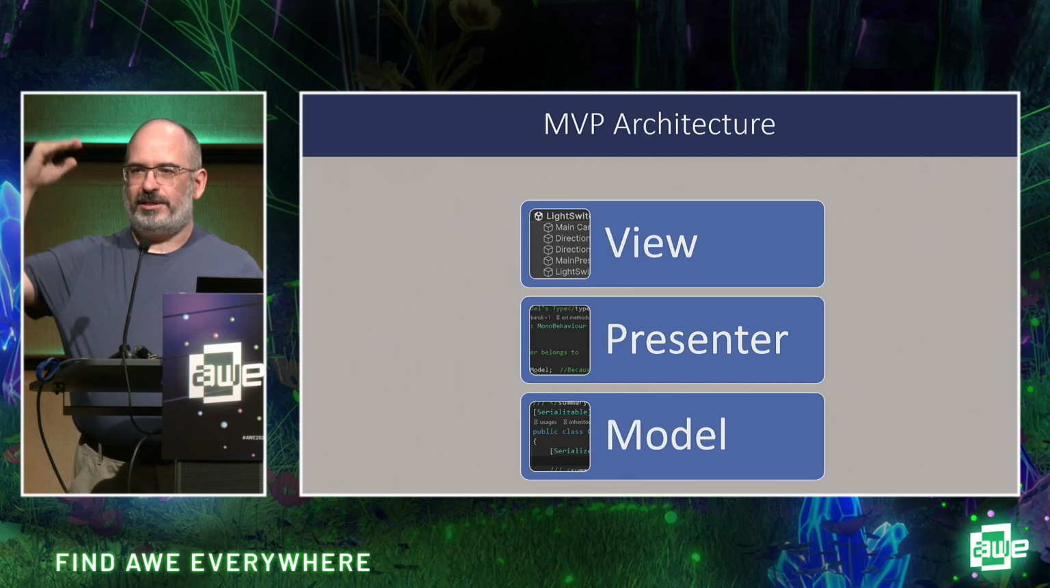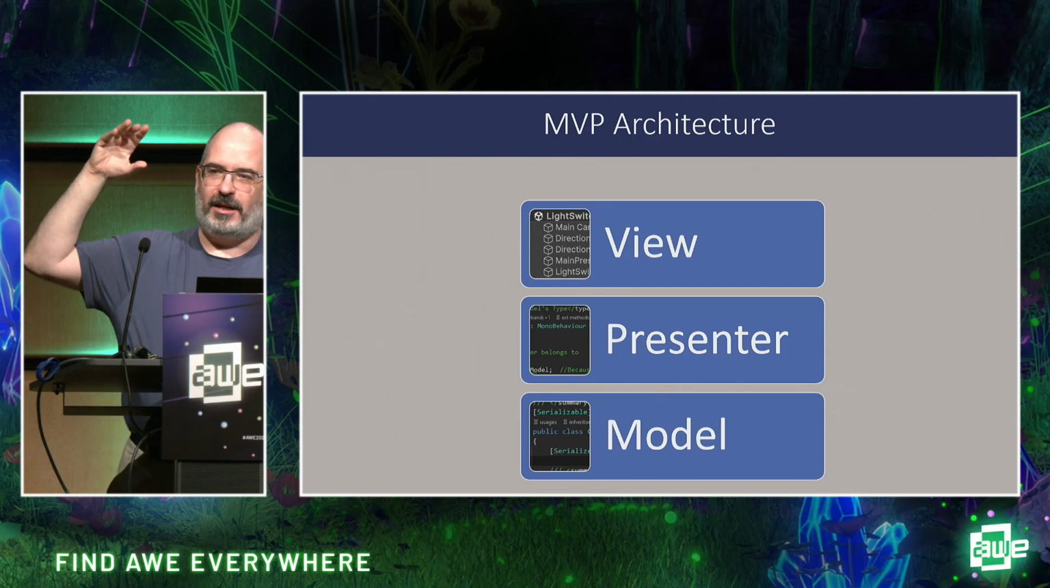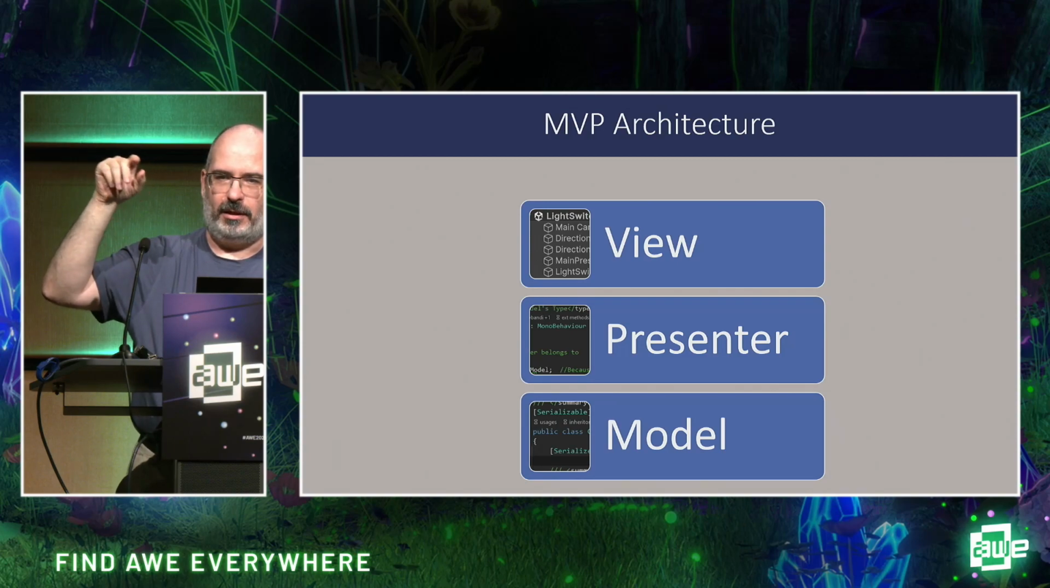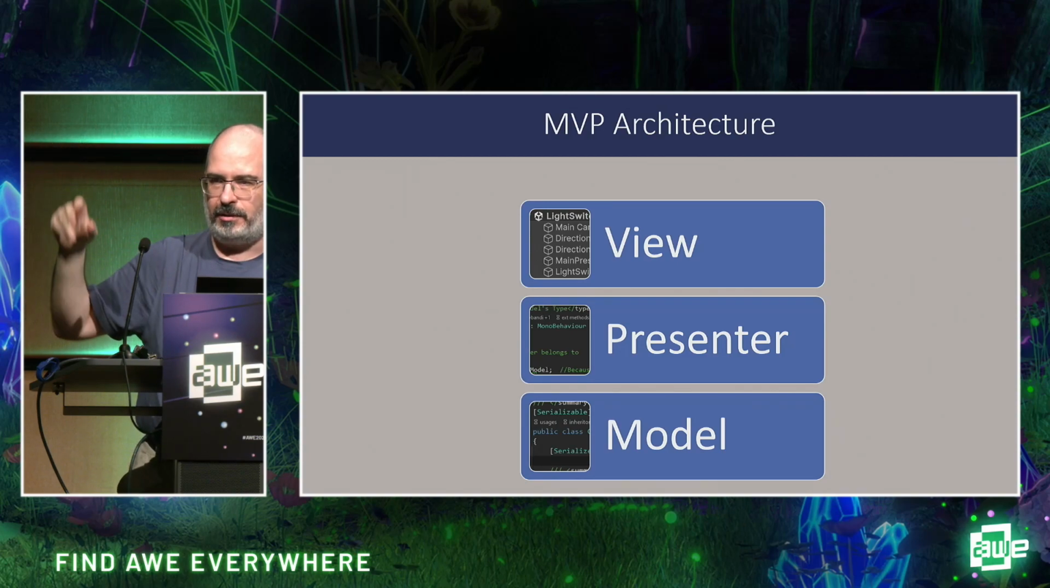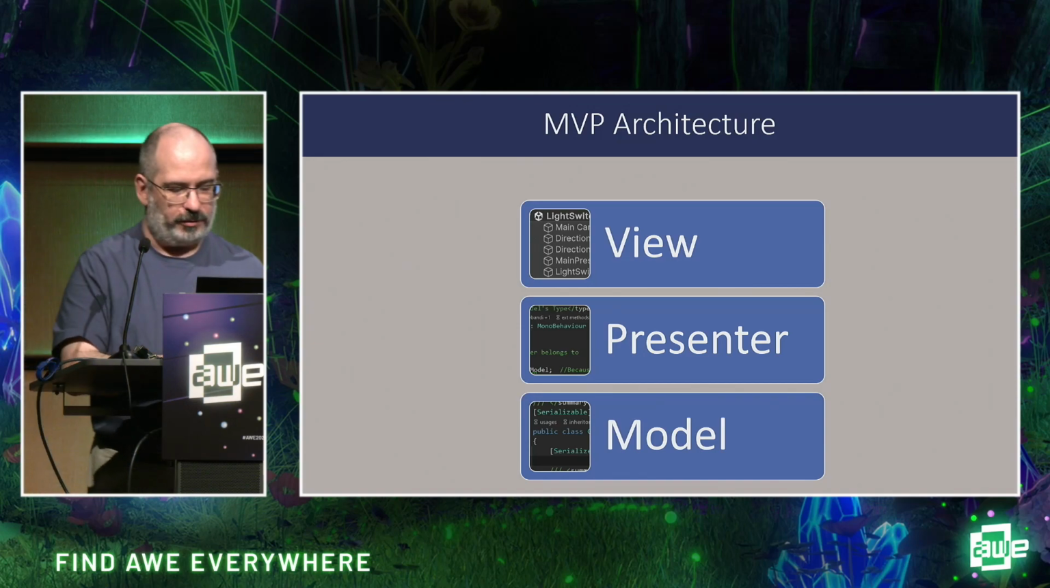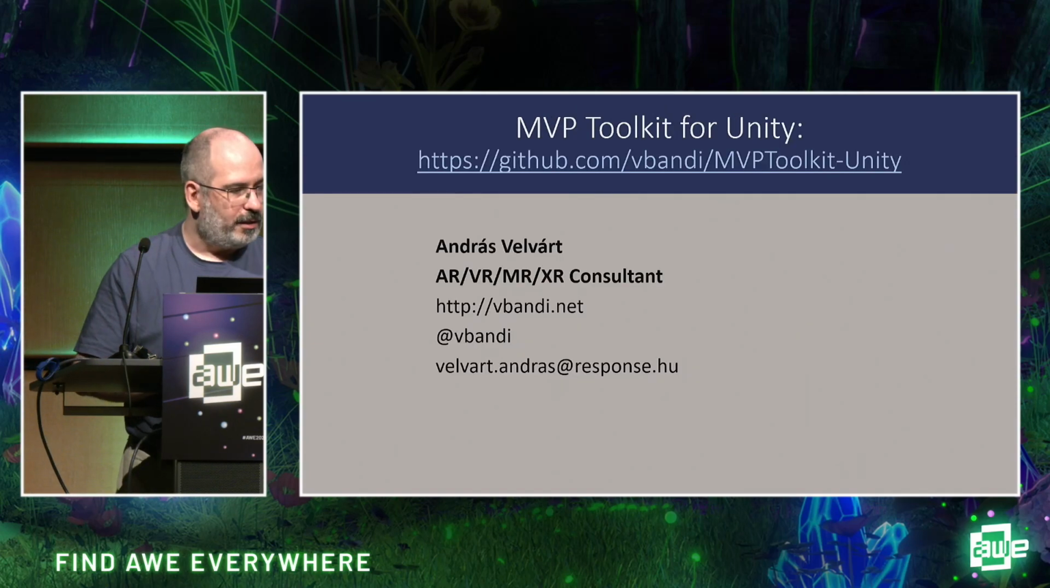Yeah, so this is the architecture we're trying to build: model, presenter, view. The model is the logic and the state of the application. The view is the Unity part, and the presenter is a little piece of code that ties the two together. And this is the slide.